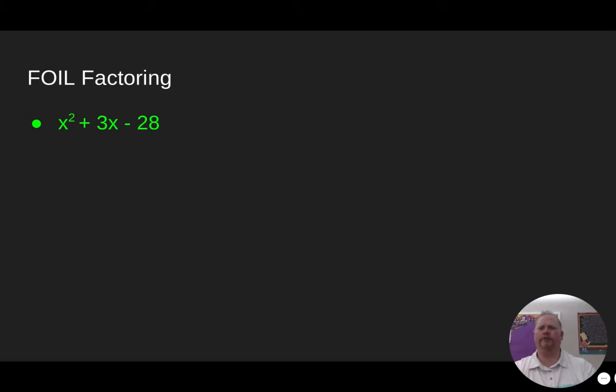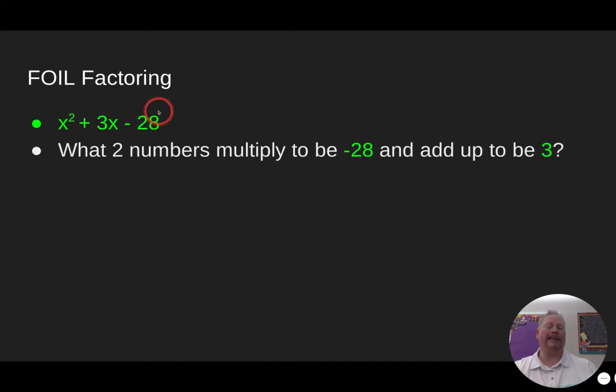Okay, let's try another one. X squared plus 3x minus 28. Ooh, pump the brakes. So far it's been all positive numbers. Now all of a sudden we have to deal with a negative number. So I need to find which two numbers multiply to be negative 28 and add up to be 3. Okay, this doesn't change our process. It just kind of changes the difficulty level a little bit.